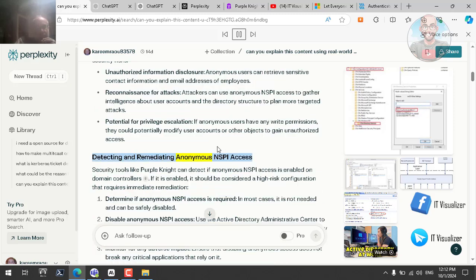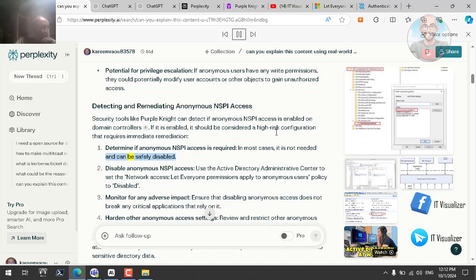Detecting and remediating anonymous NSPI access. Security tools like Purple Knight can detect if anonymous NSPI access is enabled on domain controllers. If it is enabled, it should be considered a high-risk configuration that requires immediate remediation. Determine if anonymous NSPI access is required. In most cases, it is not needed and can be safely disabled. Disable anonymous NSPI access: use the Active Directory Administrative Center to set the policy Network access, let Everyone permissions apply to anonymous users, to disabled.